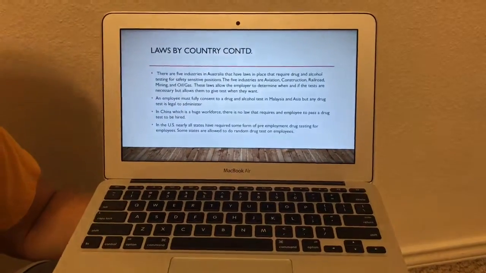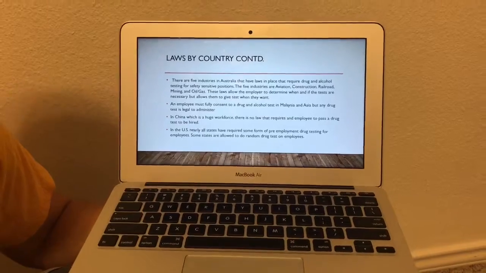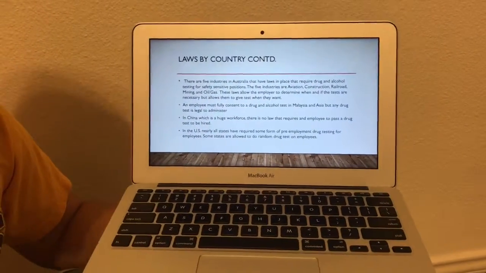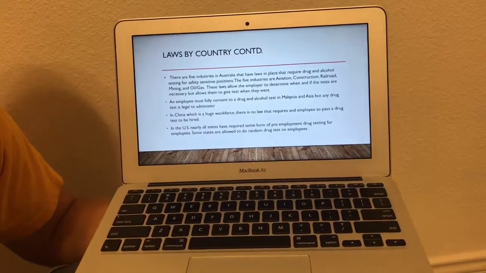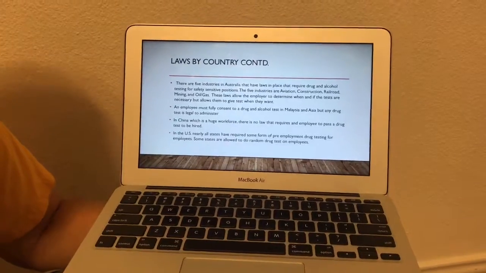In Australia, there are 5 industries that do have laws in place that require drug testing of employees. And they are aviation, construction, railroad, mining, and oil and gas. And they allow the employer to determine when they want to do the test and if it's necessary. It's at the decision of the business owner.